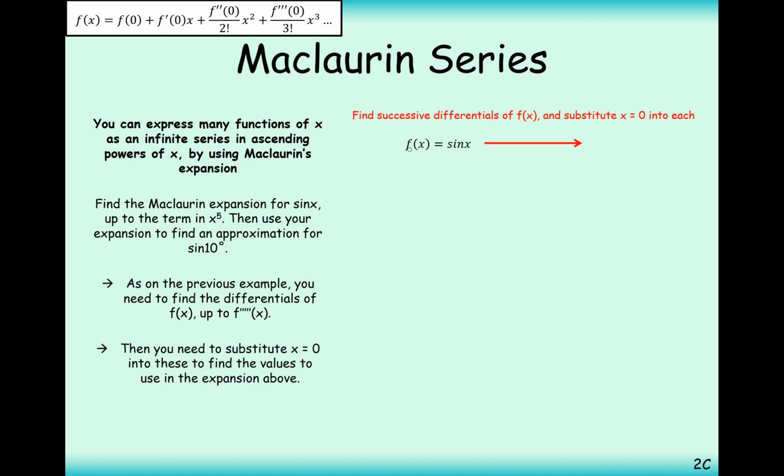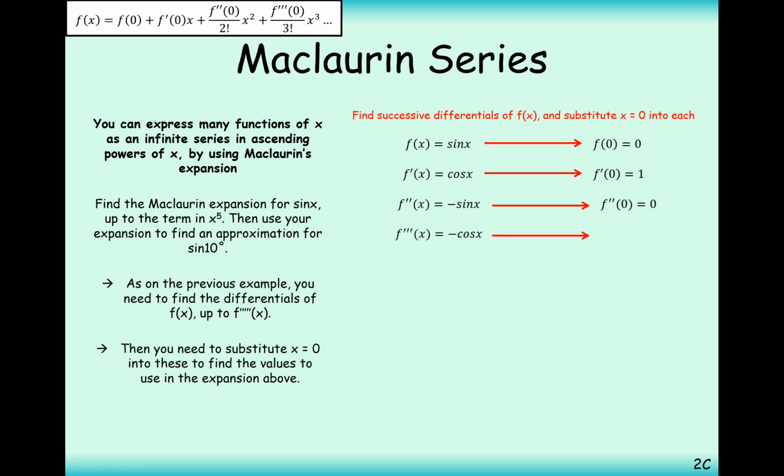First of all, write f of x equals sine x and then sub in 0. So f of 0 is 0. Then on the next line, do the differential of sine and you get cos, put in 0 and you get 1. Differentiate it again, you get minus sine, put in 0 and you get 0. Differentiate it again, you get minus cos, put 0 in and you get minus 1. And we've got to go up to the fifth term here, so differentiate it once more to get the fourth differential, and put in 0 and you get 0, differentiate again, put in 0 and you'll get 1.